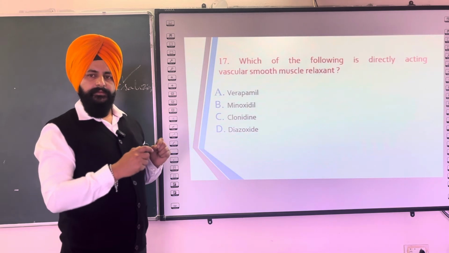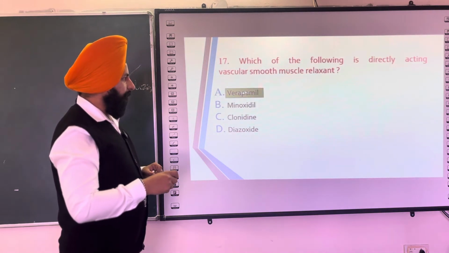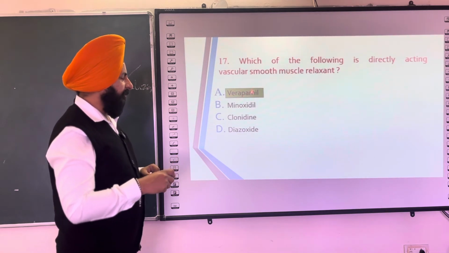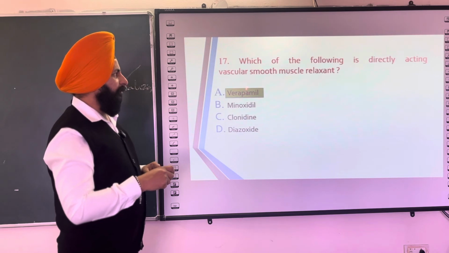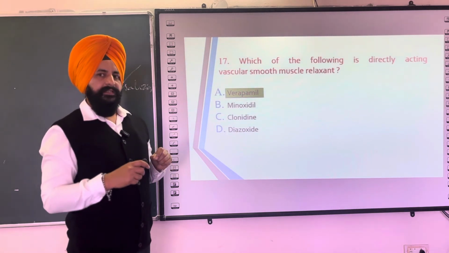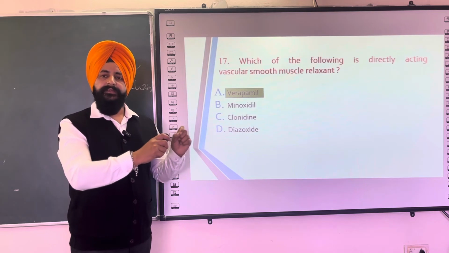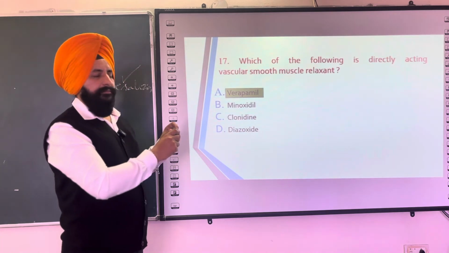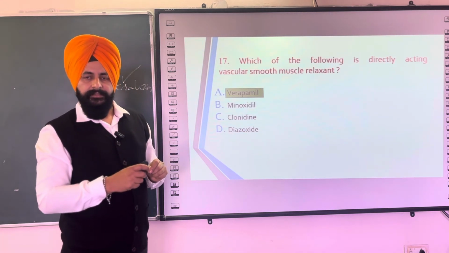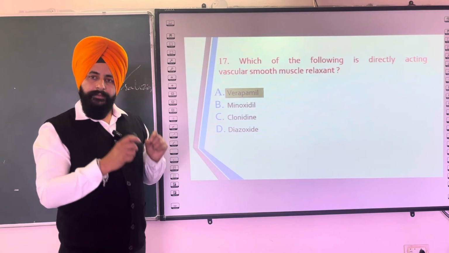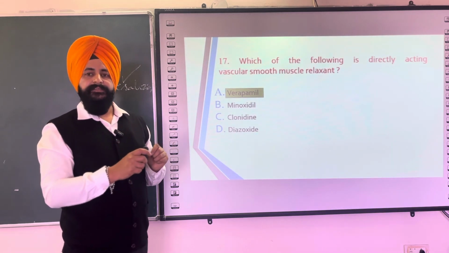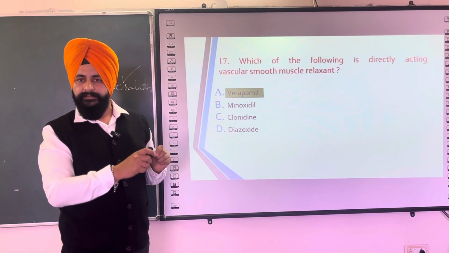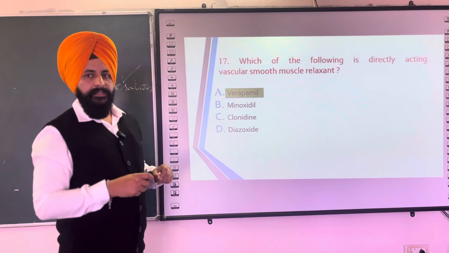The correct answer for this question is verapamil, a directly acting vascular smooth muscle relaxant. Verapamil directly causes relaxation of the smooth muscle. That's why verapamil is preferred in case of hypertension, and it lowers the preload over the heart. It is reported that verapamil improves the ejection fraction from the heart side. So that's why verapamil is the correct option for this.